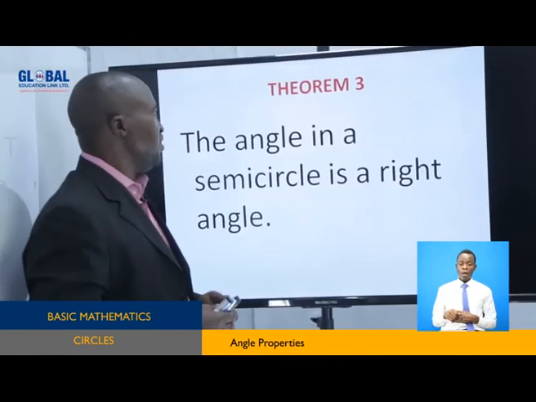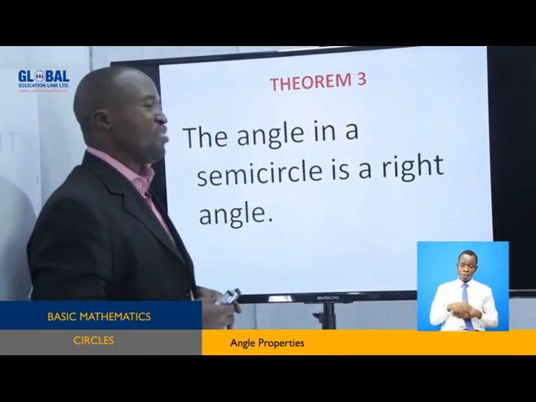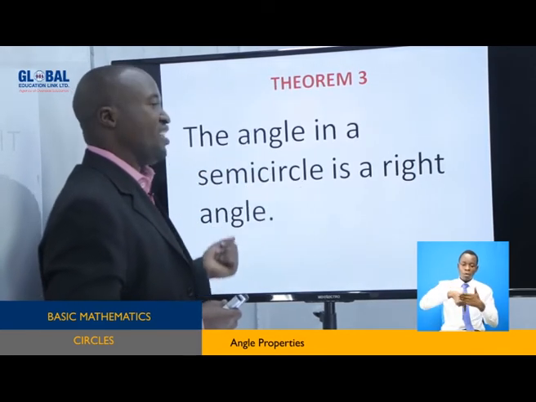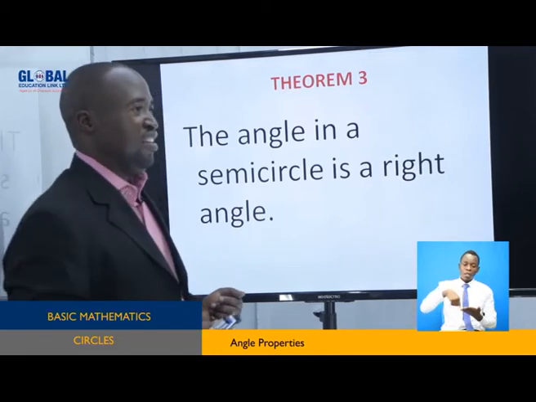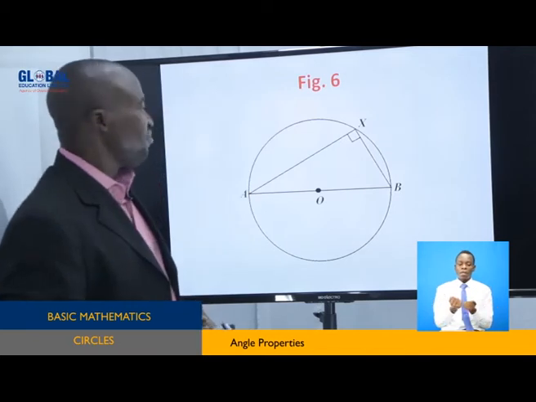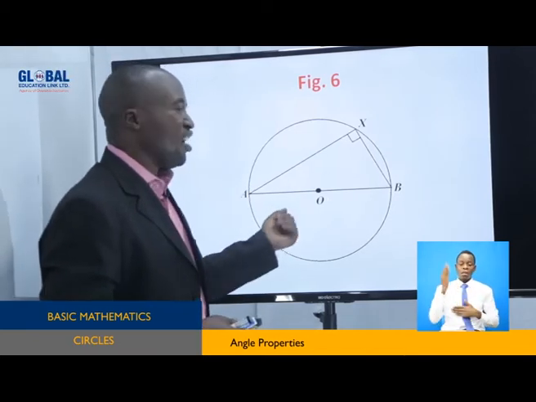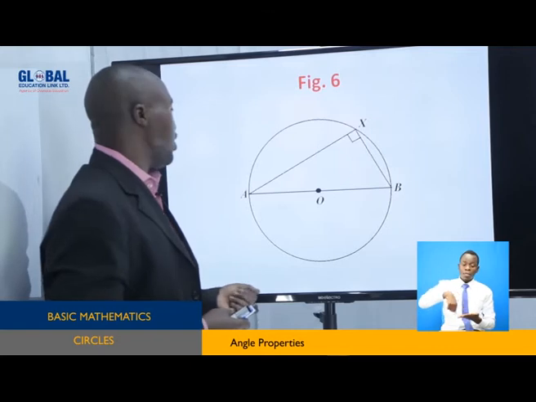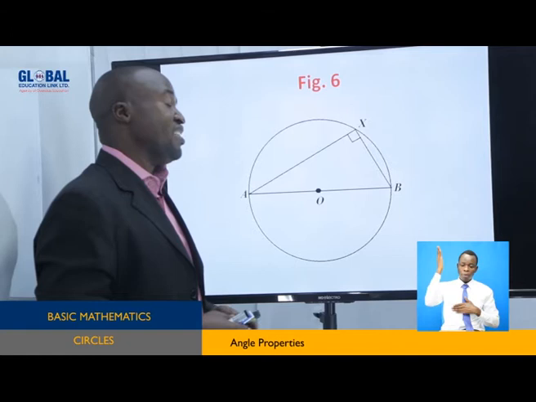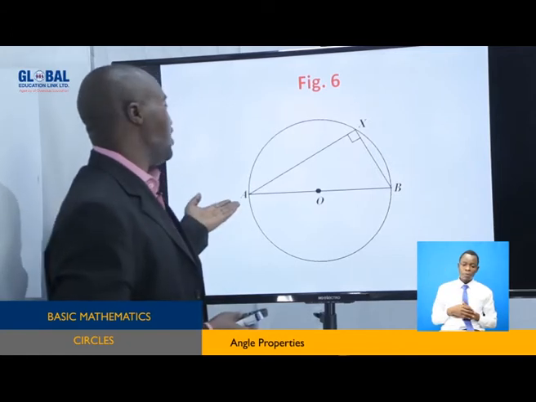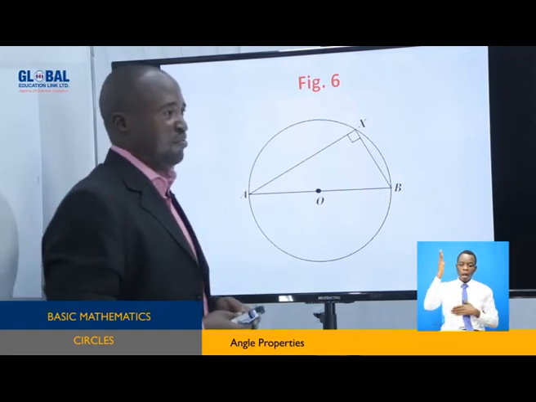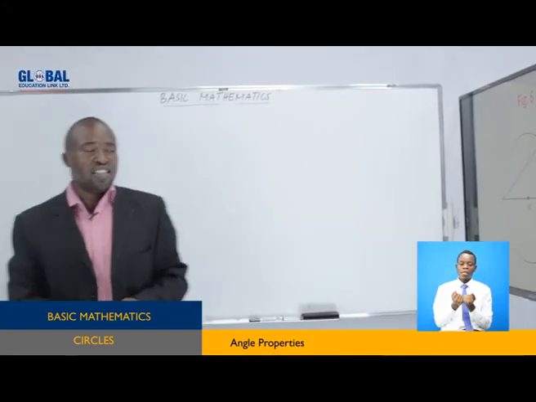So dear students, the third theorem states that the angle in a semicircle is a right angle. Now again, let us see in this figure 6, we have a circle with the center O. According to this theorem, angle AXB is equal to 90 degrees, is a right angle because it is generated in a semicircle. It is formed in a semicircle. Now again, let us prove this theorem.